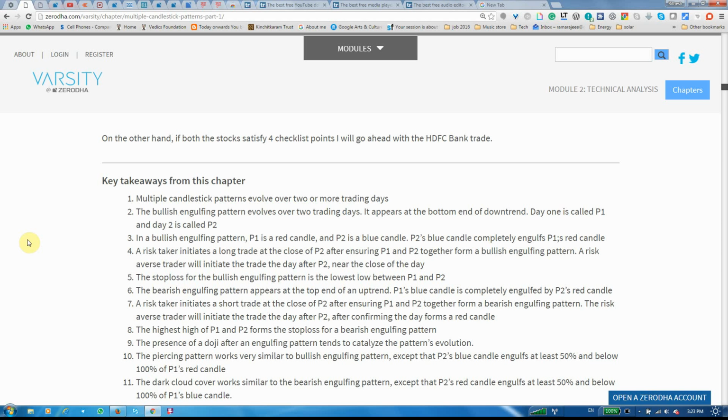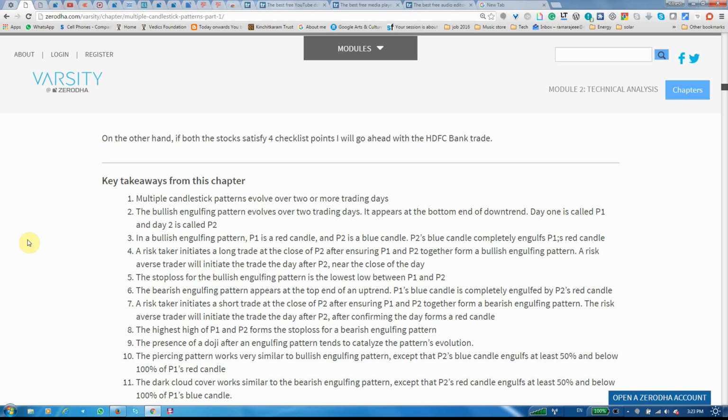A risk taker initiates a long trade at the close of P2 after ensuring P1 and P2 together form a bullish engulfing pattern. A risk-averse trader will initiate the trade the day after P2, near the close of the day. The stop loss for the bullish engulfing pattern is the lowest low between P1 and P2. The bearish engulfing pattern appears at the top end of an uptrend.